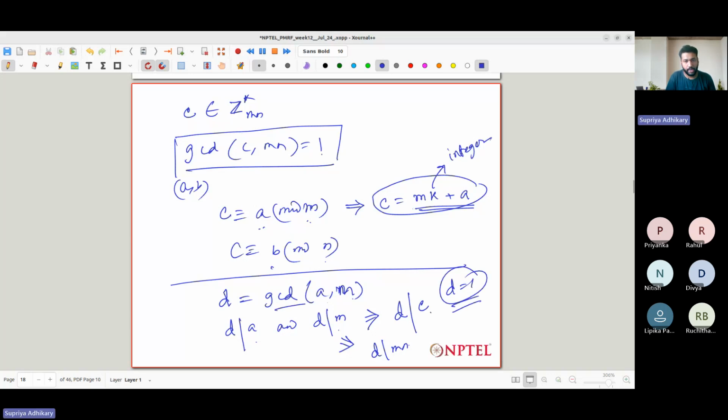So the greatest common divisor of A and M is 1. And similarly, if we consider the greatest common divisor of B and N to be some D value, then in a similar way we can prove that D has to be 1. So both of their GCDs are 1, that is, A must belong to Zm star and B must belong to Zn star. So that is our conclusion. So if we have a C, then this A and B must belong to Zm star and Zn star.